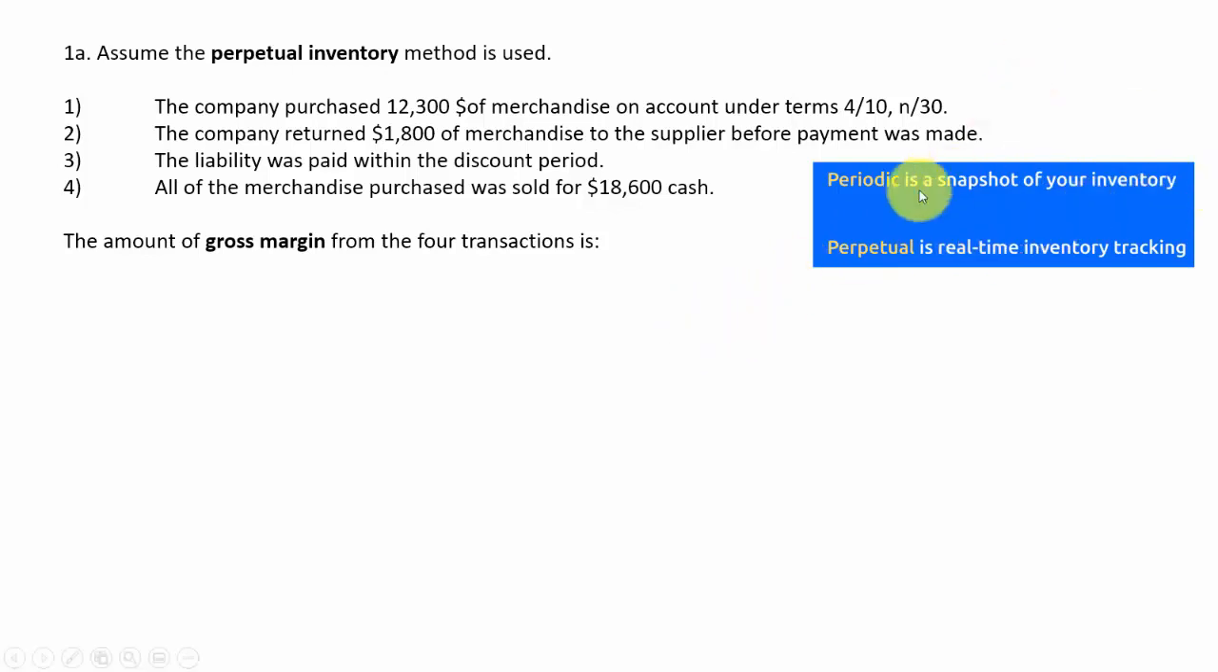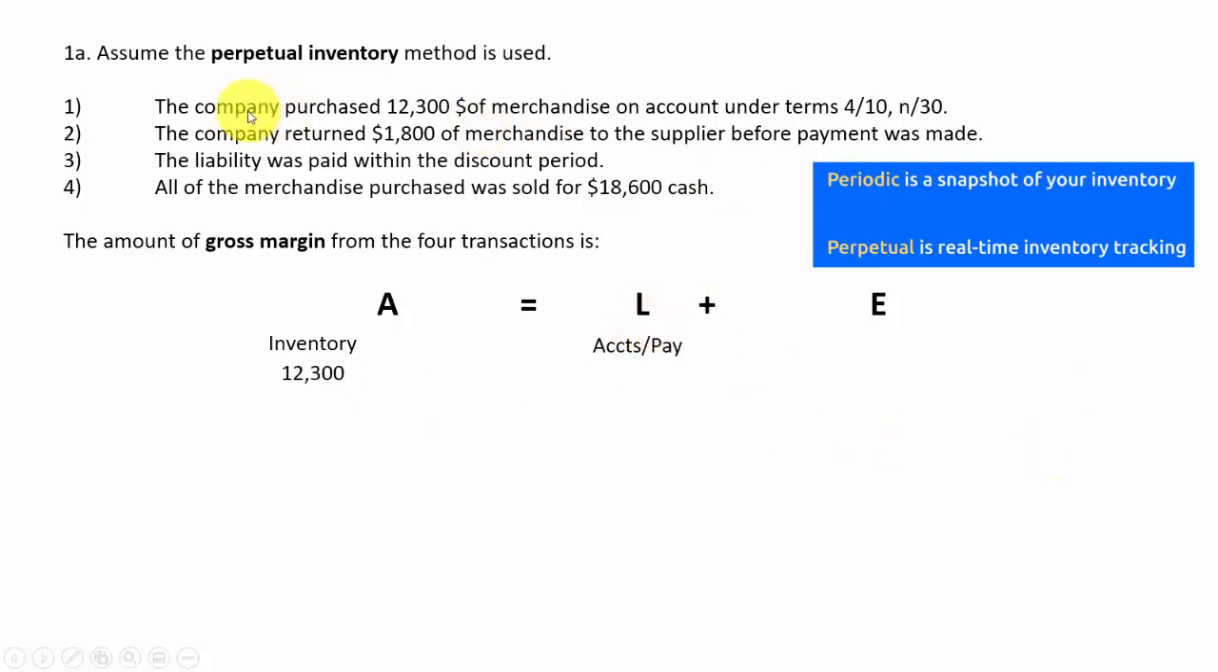Whereas a perpetual inventory system is a real-time tracking inventory system, and as soon as you sell something, you record taking it out of your inventory. So let's record these transactions and see what we got so we can come up with this gross margin. Okay, here's our accounting equation. Here's one asset, inventory. Here's another one, accounts payable.